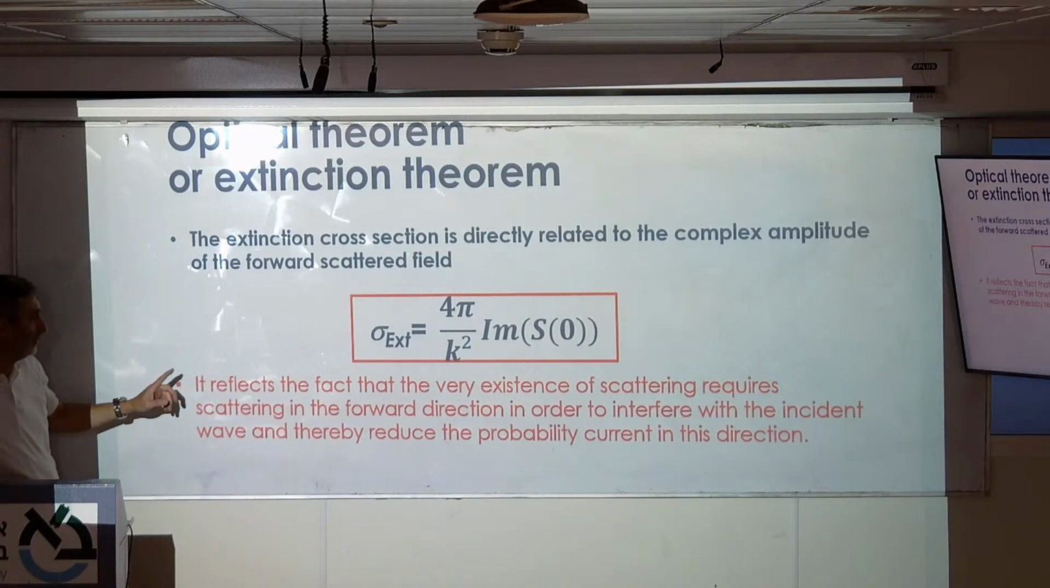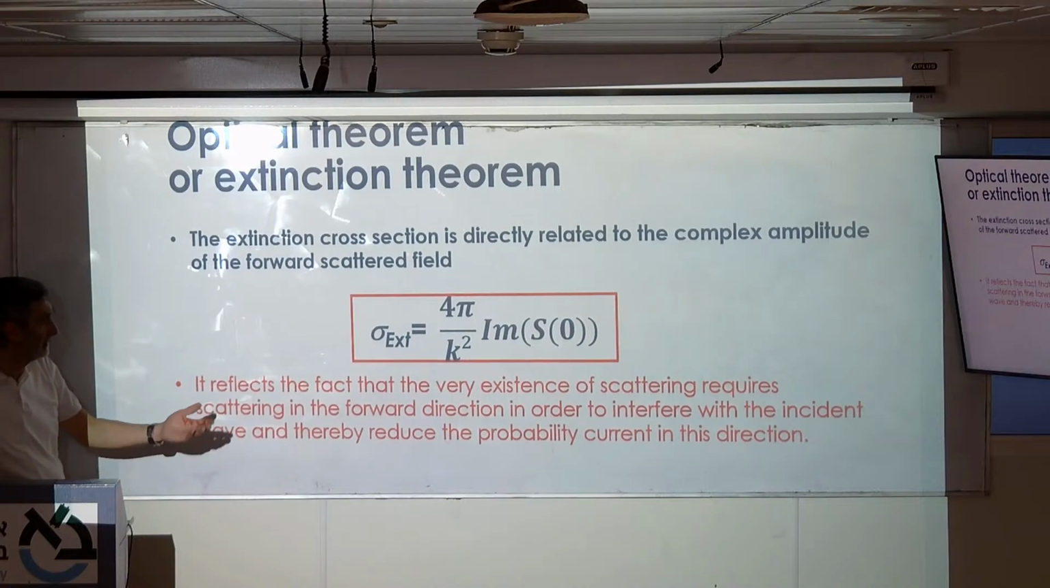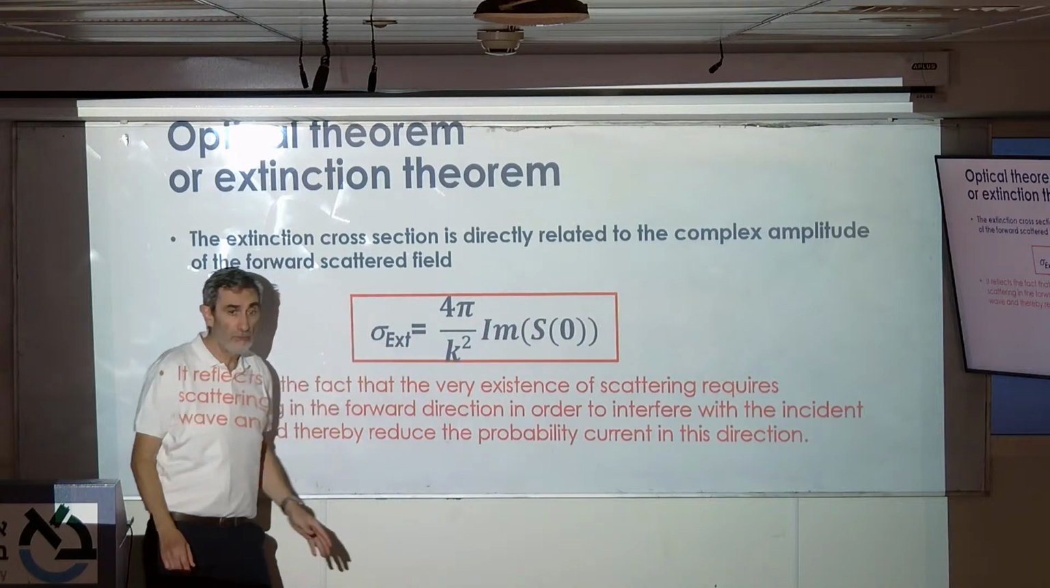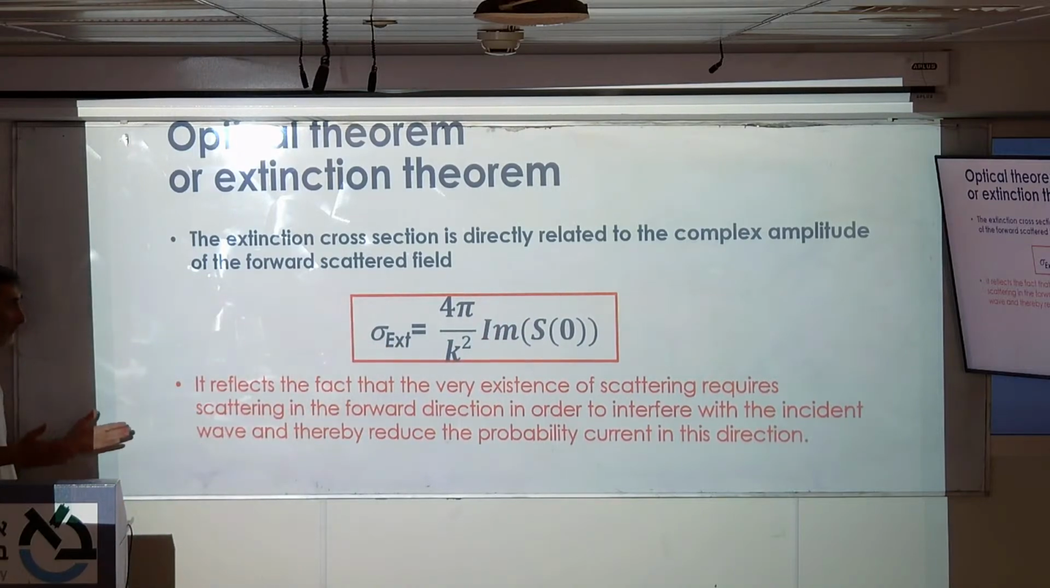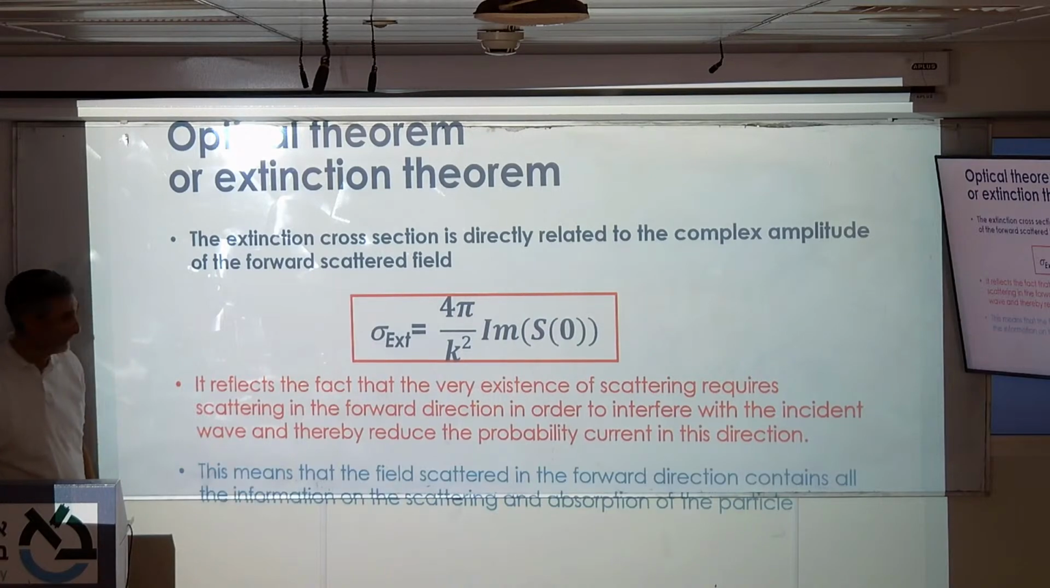So this means that the field scattered in the forward direction contains all the information on the scattering and absorption of the particle. So let's demonstrate that. Okay, let's demonstrate this theorem. We do it now. We can take a break if you want. Can we break? Yeah, okay, we make a break and then we go to the demonstration. Patrick, can you move backward like one slide?